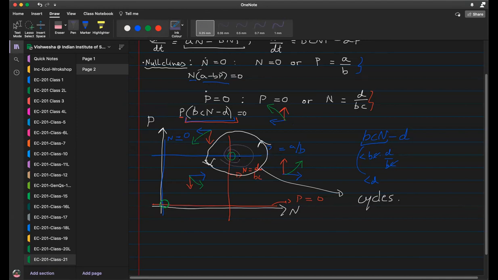Something like this can happen. So we call them spiral, as he rightly said. That is spiraling inside. In which case, this equilibrium will become a stable equilibrium.